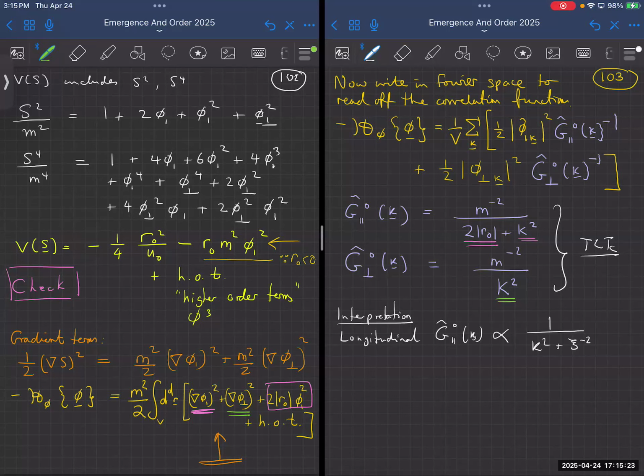We know that it looks like that because k has dimensions of inverse length. So we know that there's an inverse length over here. So we call it psi to the minus 2. And this I'm going to call the longitudinal correlation length.